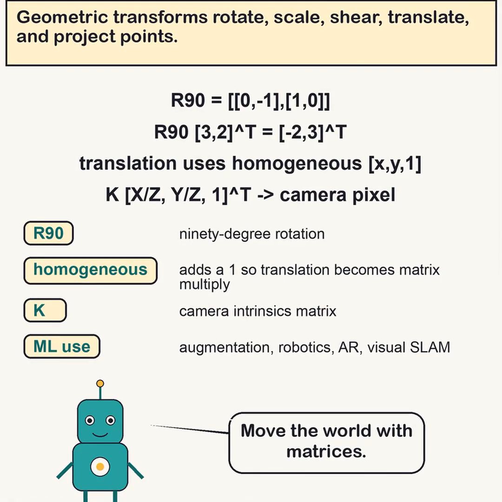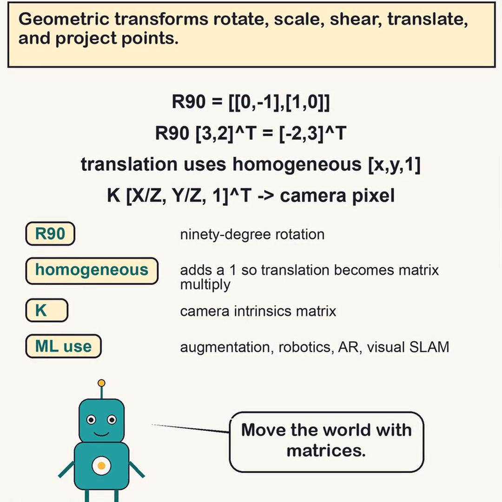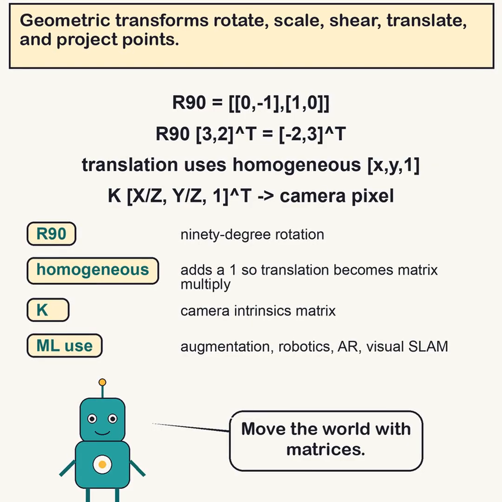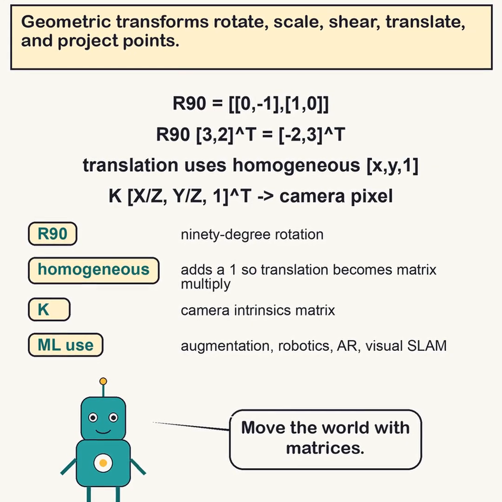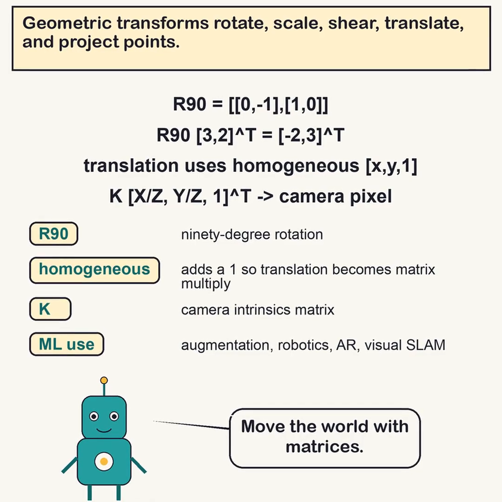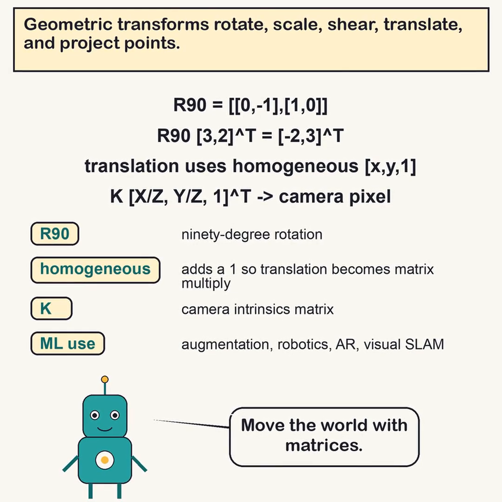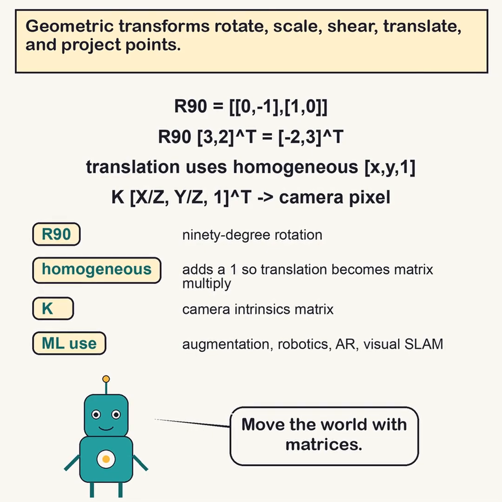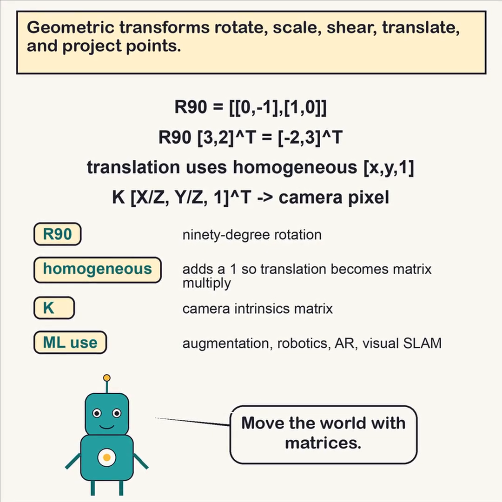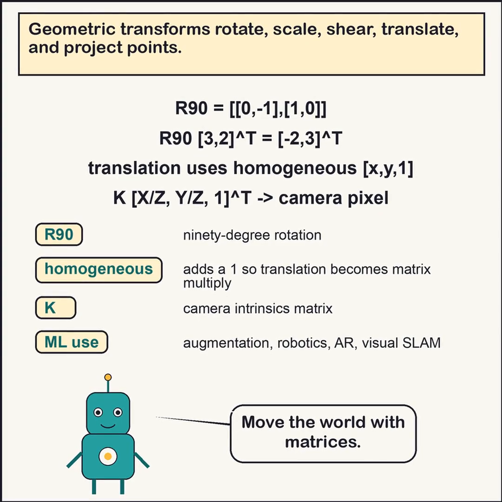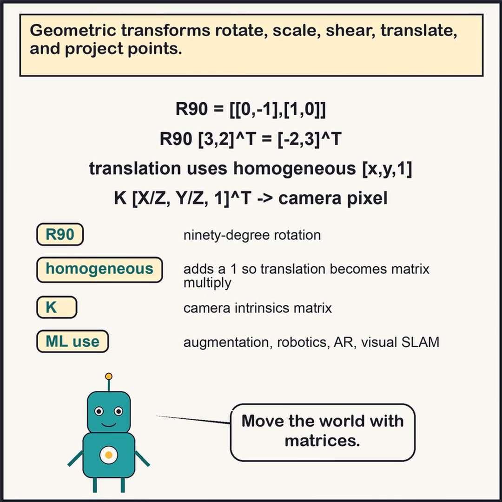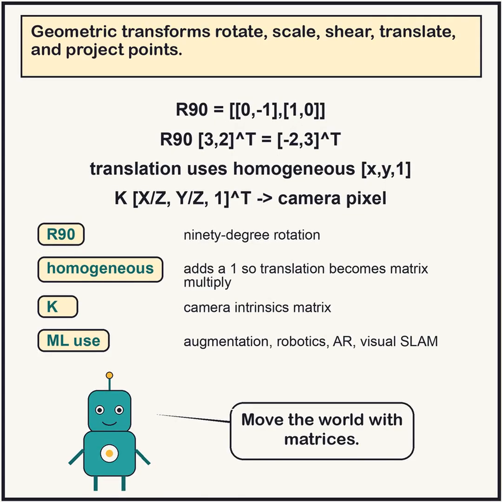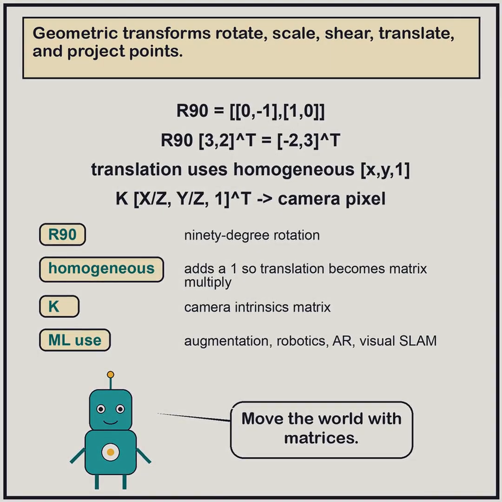Geometric transformations are matrix rules for images, cameras, and robotics. Rotations use 2x2 or 3x3 matrices. Translation uses homogeneous coordinates, and camera projection divides by depth. Real-world analogy. Geometric transforms are like camera and photo editing tools that rotate, zoom, slide, or flatten the scene.